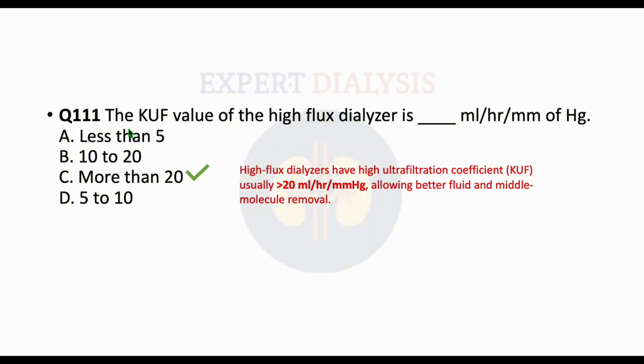It is more than 20. High flux dialyzers have a higher ultrafiltration coefficient KUF, usually more than 20 ml per hr per mm Hg, allowing better fluid and middle molecular clearance. So whenever they ask about high flux dialyzer, you have always to mark above 20 KUF value.